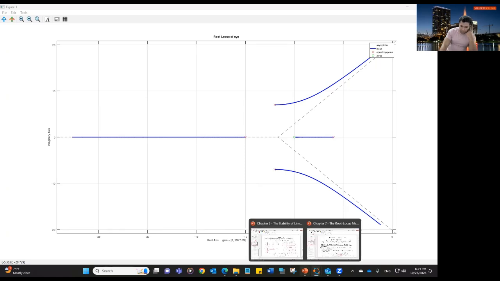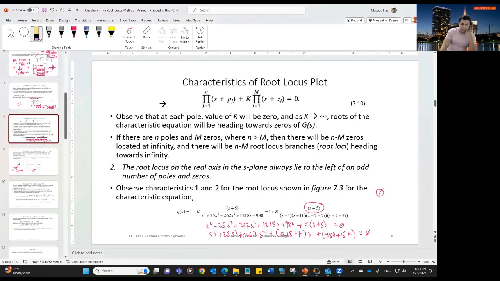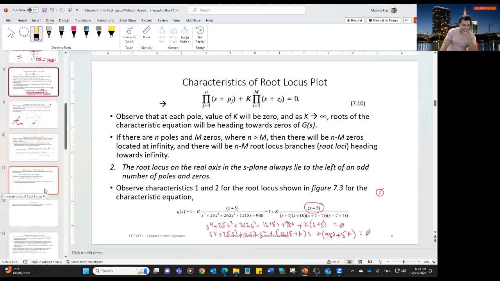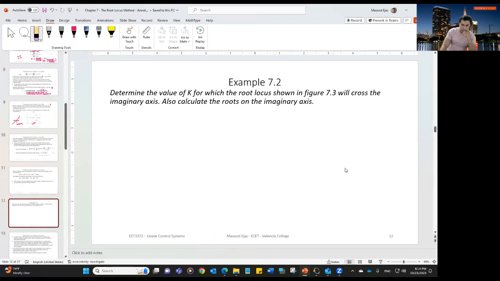So let's see what is left today. I don't know if there's a homework that I will assign from this; I'll have to check. But there's one example that we want to do. Determine the value of K for which the root locus shown in figure 7.3 will cross the imaginary axis. Also calculate the roots on the imaginary axis. So we already did that.